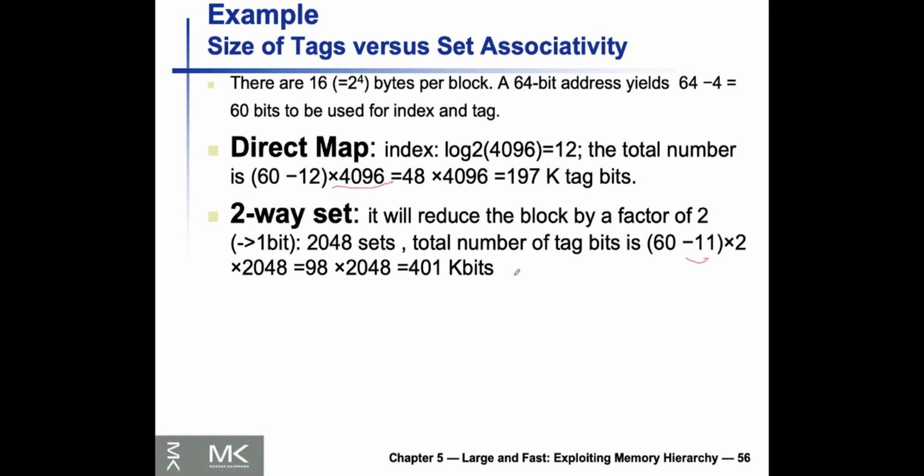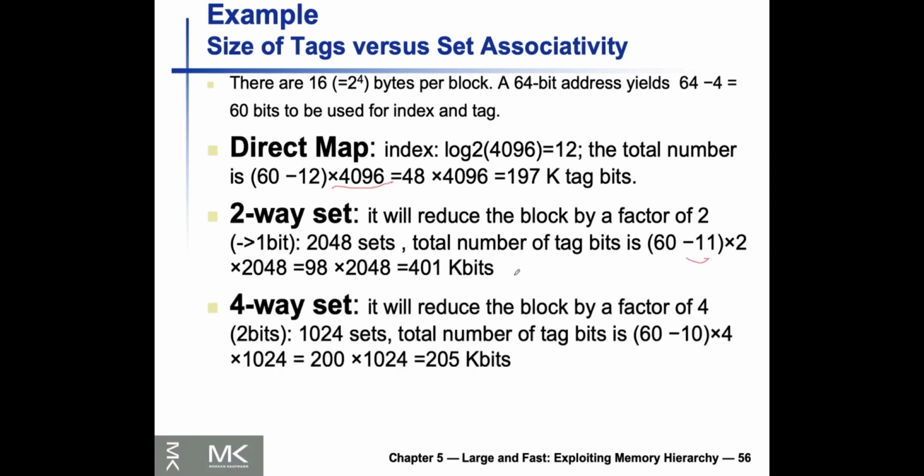And this is understandable because your tag bits will increase. You have more options now. You can go one step further. Instead of a two-way set, now we're going to have a four-way set, all right? Now we have to reduce the number of sets by a factor of 4, right? How many bits do we need to represent 4 in binary? 2 bits, right? 00, 01, 10, 11. So 2 bits will represent this factor of 4 for us.